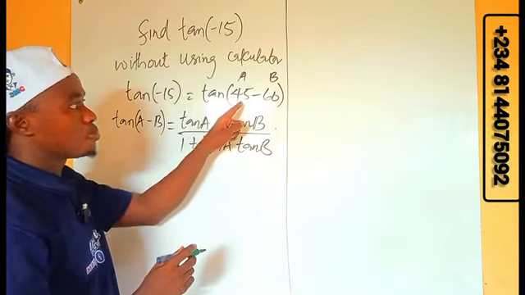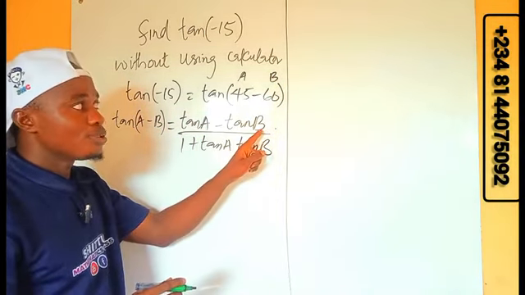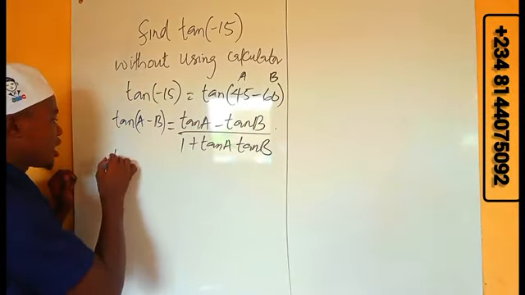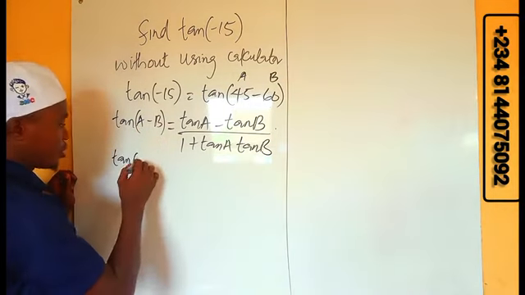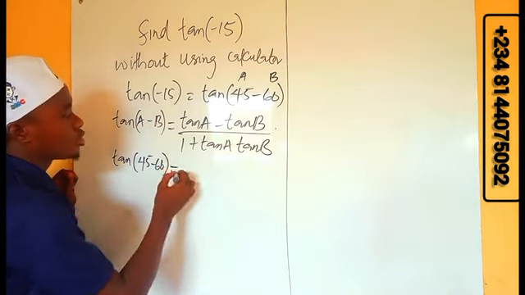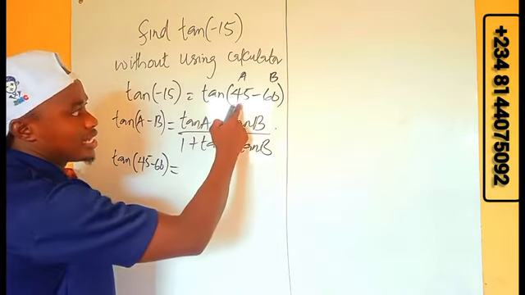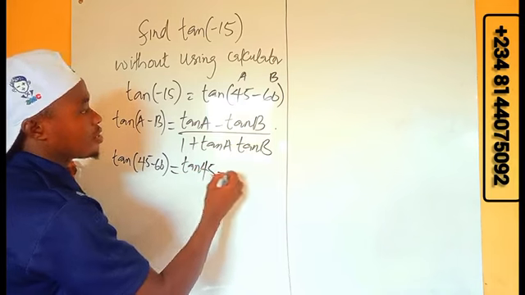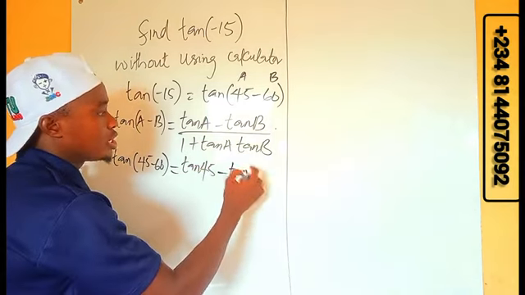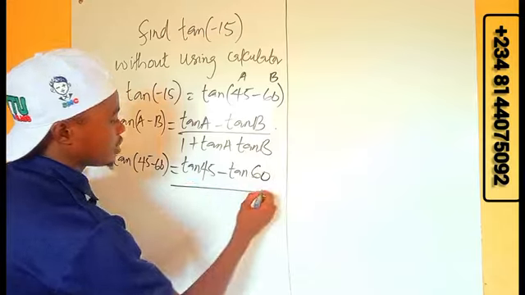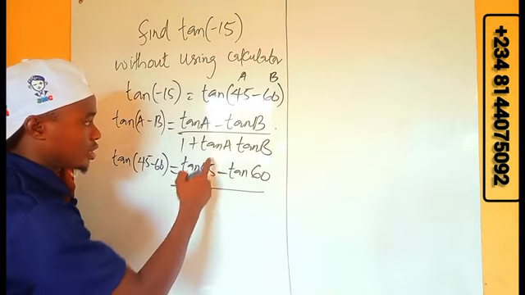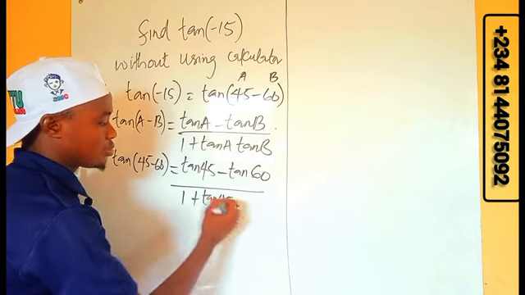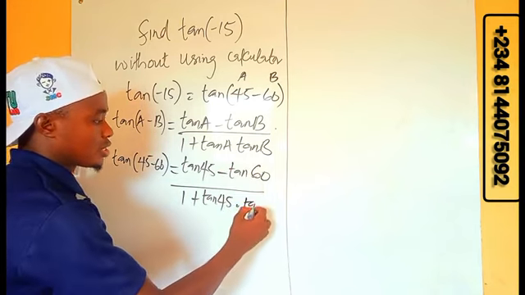So anywhere we see a, we replace it by 45. Anywhere we see b, we replace it by 60, right? I believe you are following. So now from there, we have tan of 45 minus 60 equals tan a, what is my tan a? Tan a is tan 45. Then tan b is tan 60, then divided by 1 plus tan 45, then multiply by tan b, that is tan 60, right?